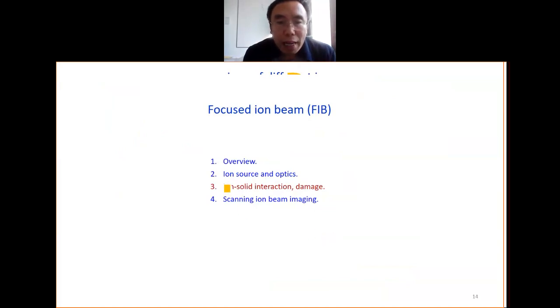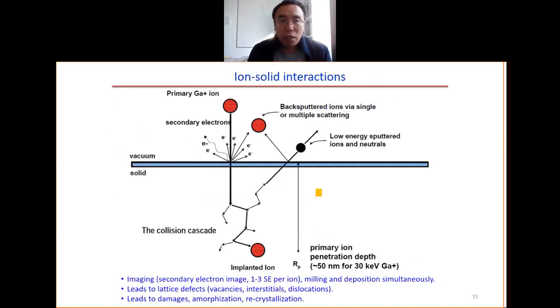Now let's look at ion-solid interaction. When the ion hits a target, a material, it will generate a lot of secondary electrons. This will be useful for imaging purposes. Some of the ions will be bounced back. These are called backscattered ions. It can also generate some atoms from the substrate. Some ions get inside the material and become implanted ions.